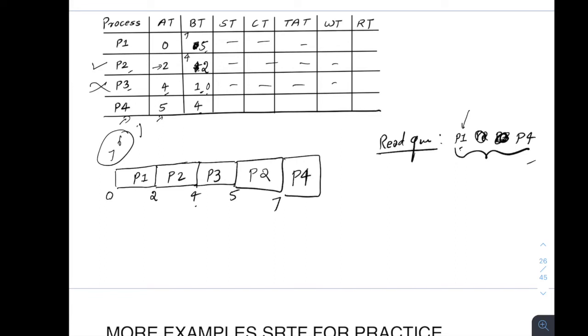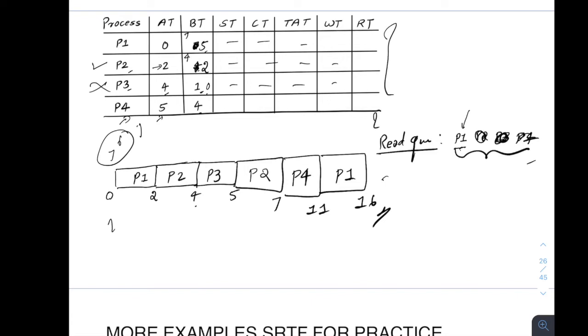That is from 7 to 11. The last one is P4 is gone, P1, 5, that means P1, 11 to 16. And I told you, if there is some mistake I am making here, do correct me, right? So this is the Gantt chart for this, and of course you can calculate all these numbers if you want now.